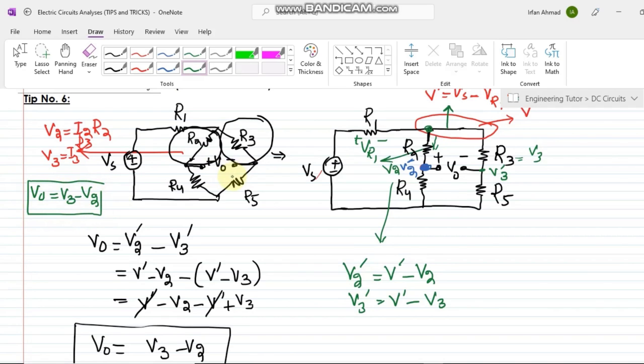Similarly, if the polarities are reversed, just like plus is here and minus is here, what will happen? Then V0 will be equal to V2 minus V3 in the scenario when the polarities are reversed. Okay, so that is tip number 6, and I will see you with some more tips. Thank you so much, and see you soon.